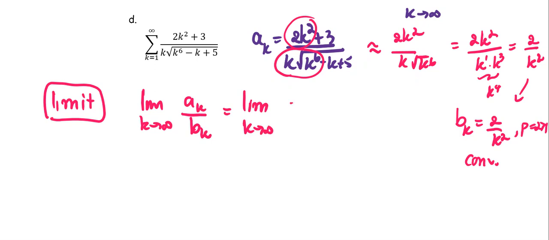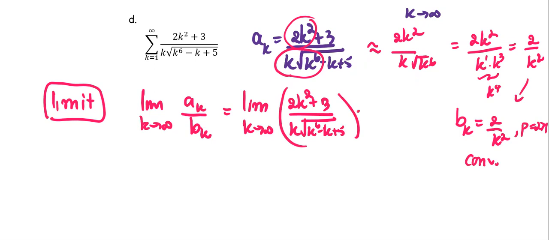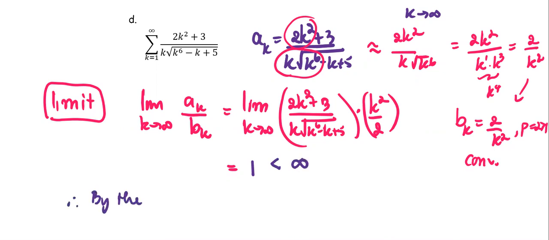The a_k, or the term 2k to the 2nd plus 3 divided by k times the square root of k to the 6 minus k plus 5, multiplied by the reciprocal of b_k, or k squared over 2. Take the limit as k approaches infinity. Again, we consider the leading term, then the limit value approaches the value 1, which is less than infinity. Therefore, by the limit comparison test, this series converges, or both a_k and b_k series converge.